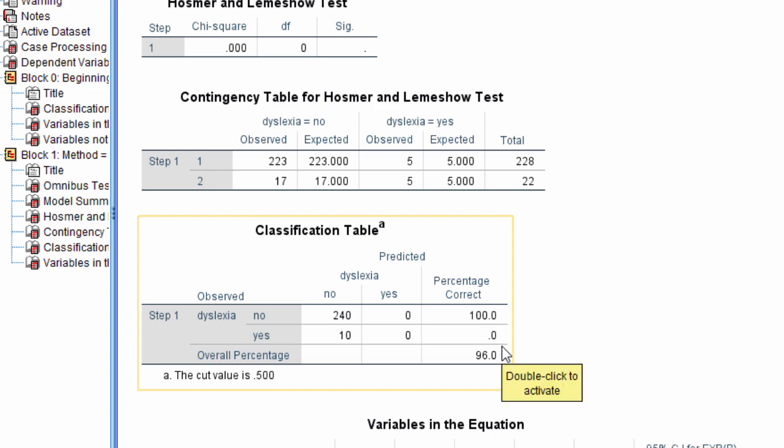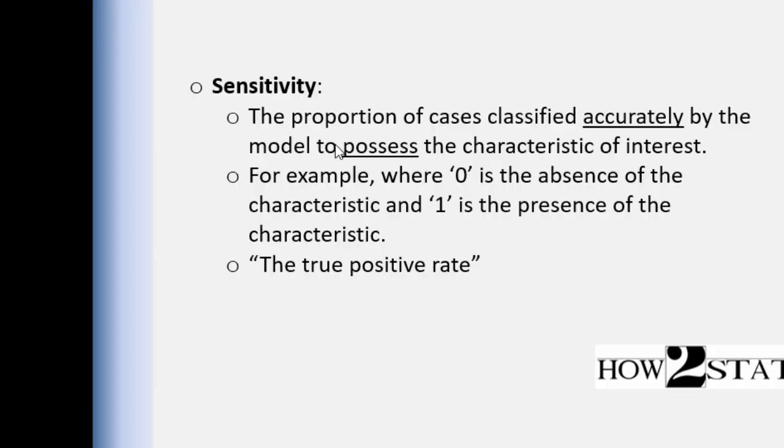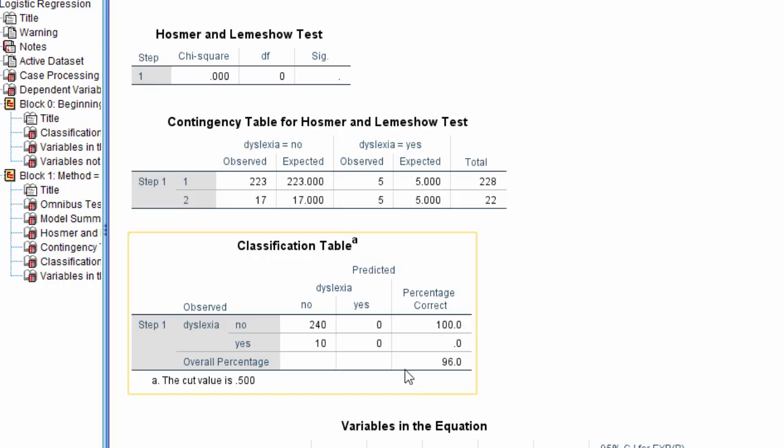Now if I break this down into sensitivity and specificity, recall that sensitivity is the proportion of cases accurately classified to possess the characteristic of interest. In this case, that would be the proportion predicted to have dyslexia. So I'm in this column here, predicted yes. What proportion were accurately predicted to possess dyslexia? It was actually 0. All 10 of the dyslexics in the sample were incorrectly identified as not having dyslexia. So in this case, sensitivity was actually 0.